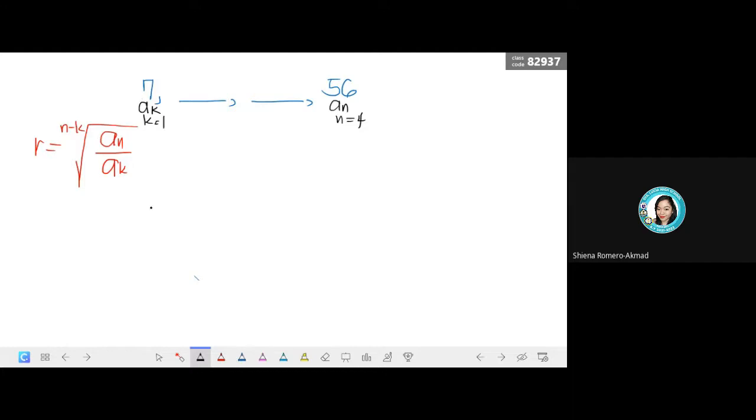So when we substitute, it becomes the root of 56 divided by 7. Our n is 4, our k is 1. Now, 4 minus 1 is 3, so the cube root of 56 divided by 7. Is it possible for you to divide? What is 56 divided by 7? Yes, 8. So R is equal to the cube root of 8.